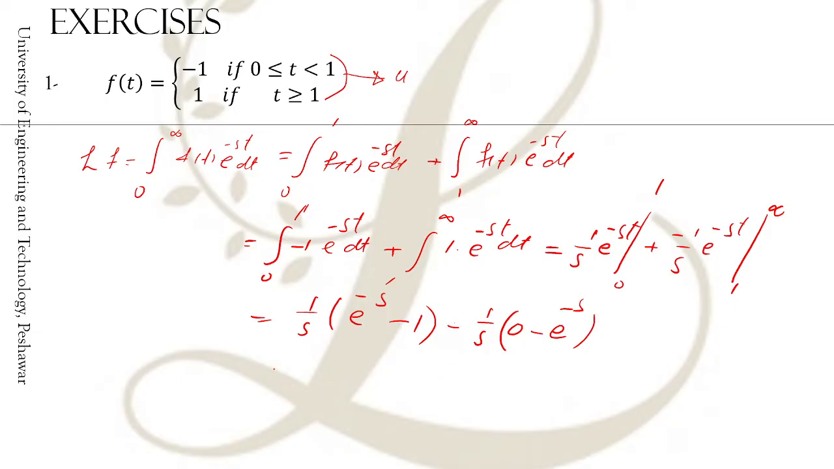Which can be further simplified to give 1 over s e power minus s minus 1 over s plus 1 over s e power minus s, which can be further simplified as 2 by s e power minus s minus 1 over s. So that is the Laplace transform of this function.